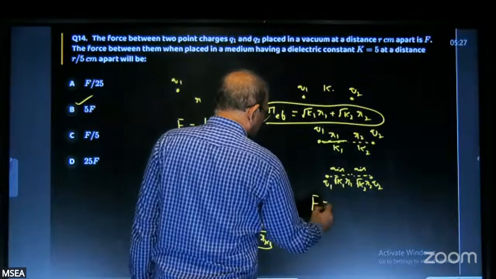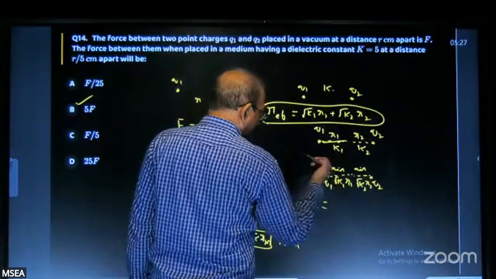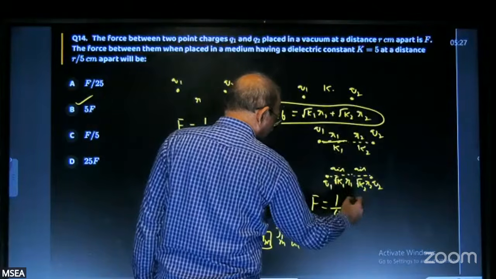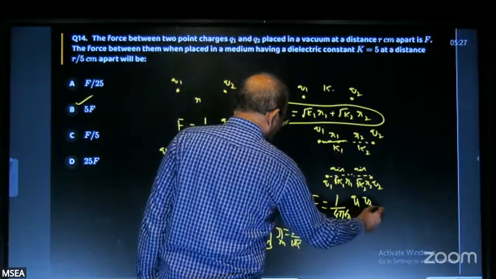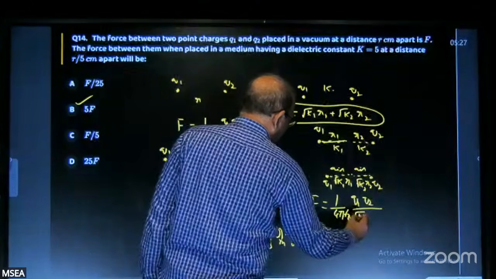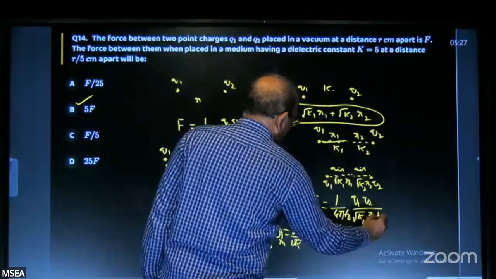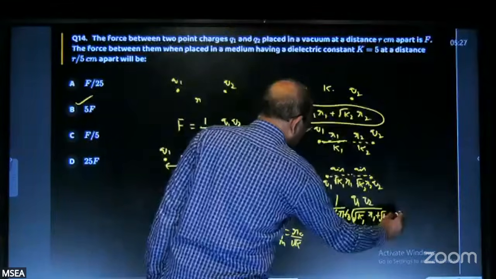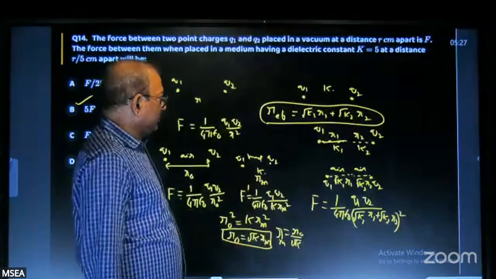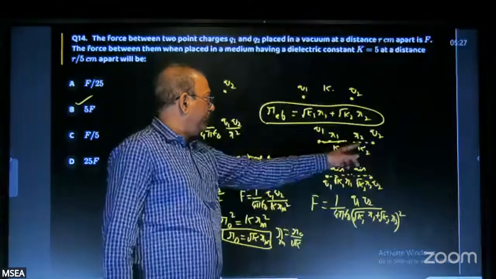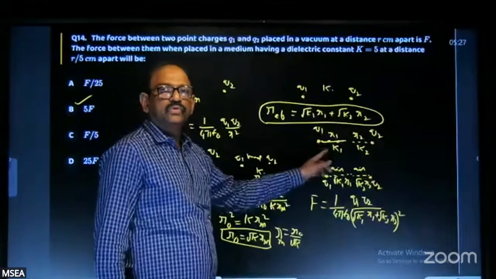Now write the force. This total distance is occupied by air only, air or vacuum. So 1 by 4 pi epsilon naught Q1 Q2 by this effective distance squared, you write. That is root K1 into R1 plus root K2 into R2, whole square. That is the formula application of Coulomb's law when multiple media are present between two charges.